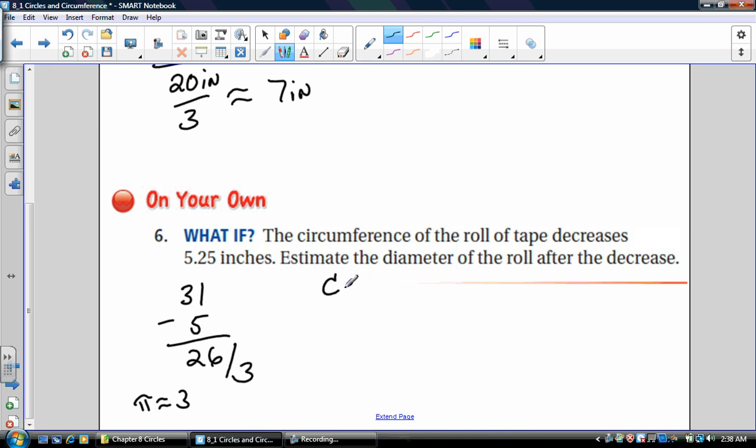Because we know that the diameter is going to be circumference divided by pi. So we take our circumference, which is 26, and divide it by our approximation for pi. 26 divided by 3 is about 9 inches. It would be about 9 inches for an approximation there.